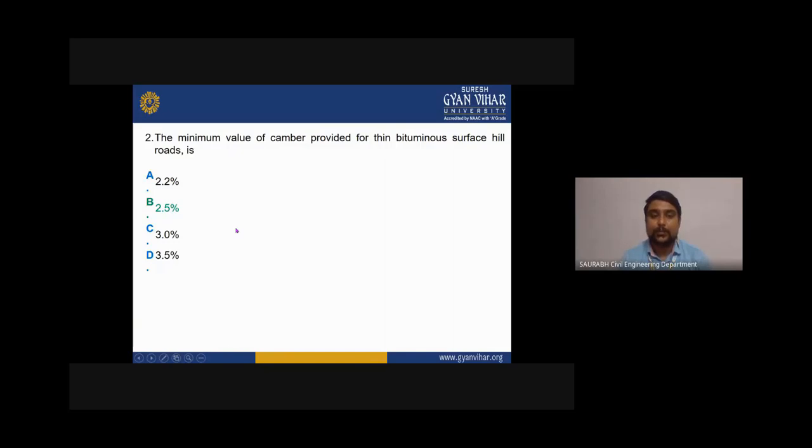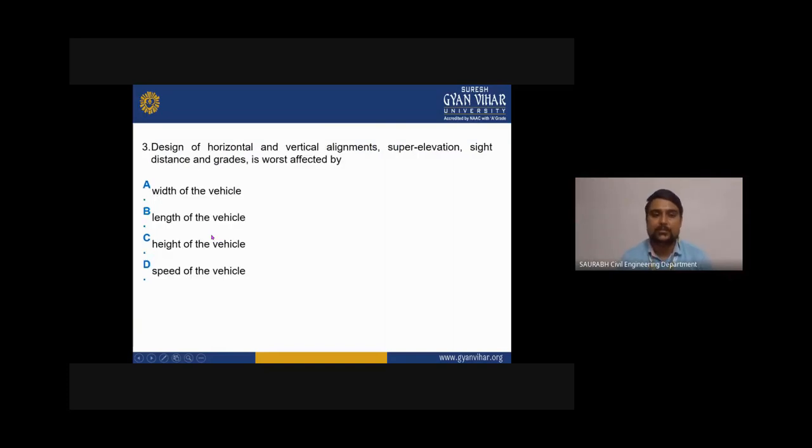It means you have to provide a minimum camber of 2.5% on the bituminous surface road. Suppose your road is 10 meter wide, then you have to leave area for the camber, which will be like 2.5 meter. So the right answer is 2.5, and this is a very important question which you need to remember. Come to the next question.